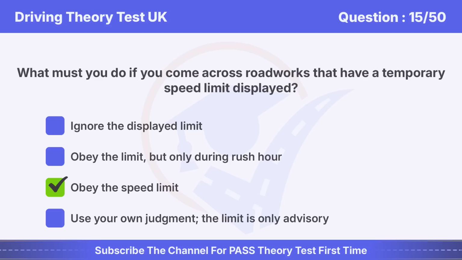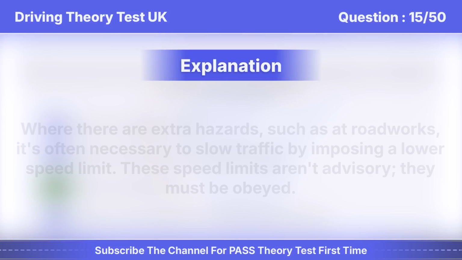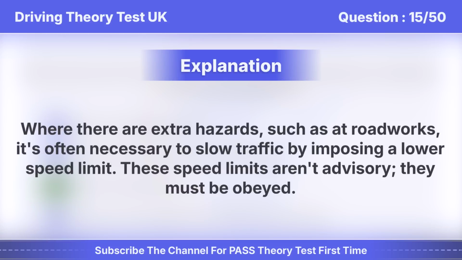Answer is C, obey the speed limit. Where there are extra hazards, such as at roadworks, it's often necessary to slow traffic by imposing a lower speed limit. These speed limits aren't advisory, they must be obeyed.